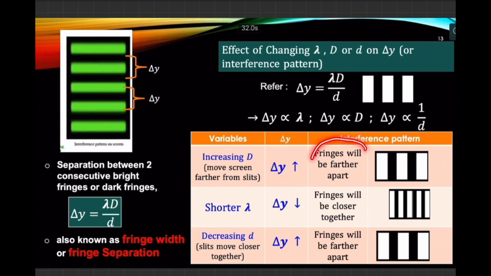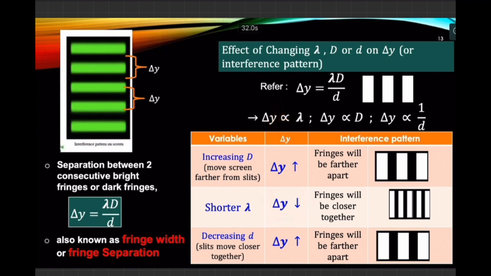The fringes between two are further apart. If we increase the D, it means moving the screen further from the slit. What happens if we shorten the wavelength? When we shorten the lambda, delta y will also decrease.